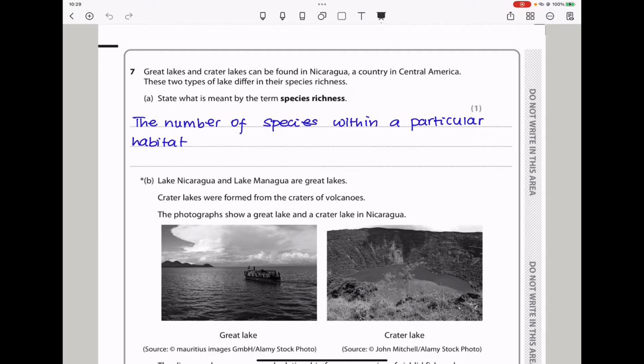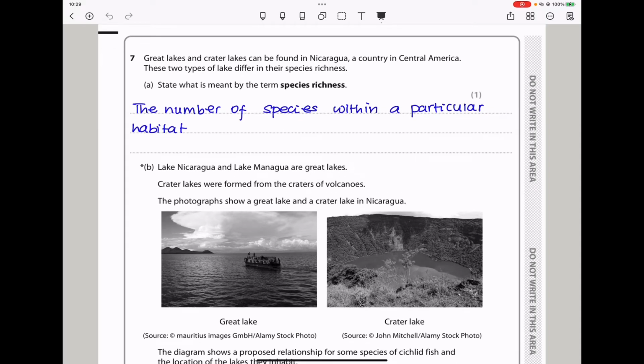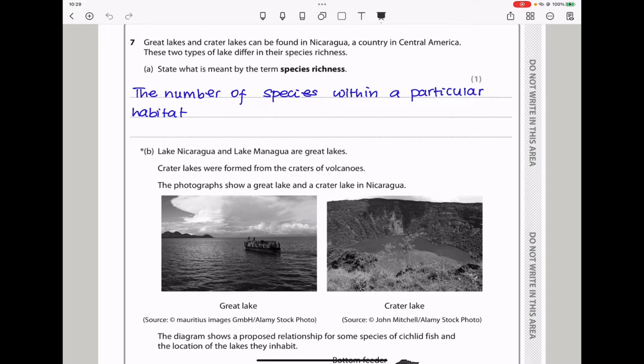Question 7. Great Lakes and Crater Lakes can be found in Nicaragua, a country in Central America. These two types of lakes differ in their species richness. State what is meant by the term species richness. This is the number of species within a specific habitat.